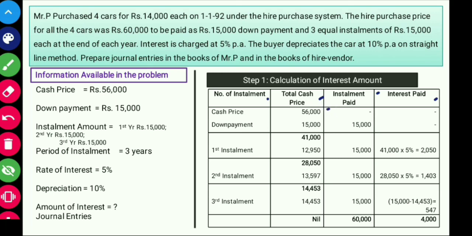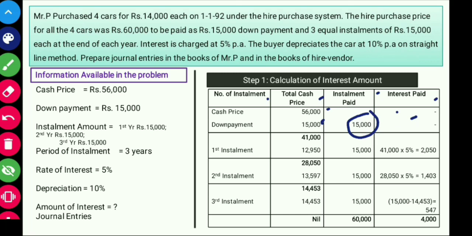So immediately the down payment has to be deducted. It is 15,000, so just write 15,000. So 56,000 minus 15,000, we get 41,000. One more thing, the down payment is also considered as a first installment. That's why I mentioned it here also. But it doesn't have any interest because it is immediately paid by the buyer, so it doesn't have any interest at all. So just give a hyphen.